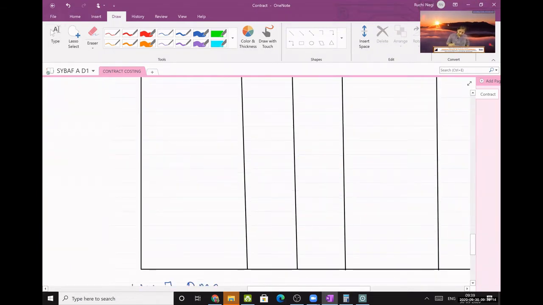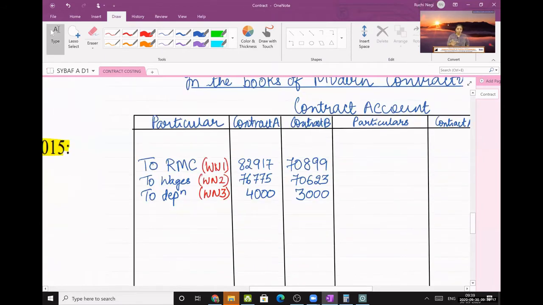What I'm doing is I'm trying to make my contract account short and sweet. I'm writing debit. I'm doing a separate working note, whatever final answer I'm getting, I'm writing it in the calculator.